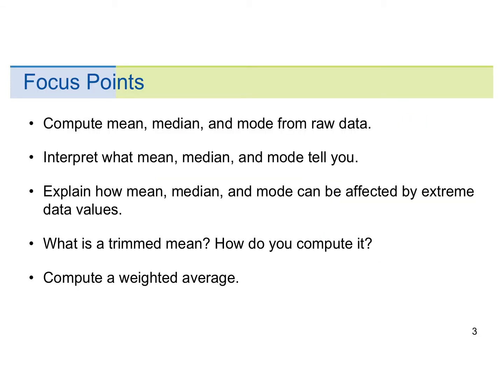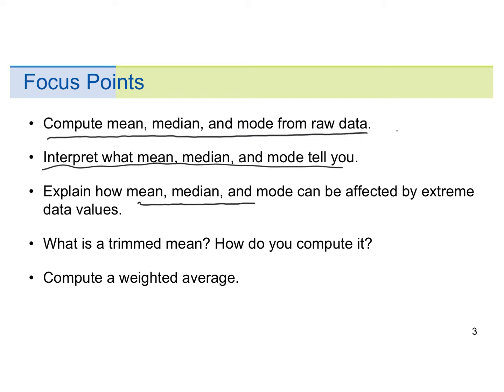Our focuses are going to be: compute the mean, median, and mode from raw data. We're going to interpret what the mean, median, and mode tell you. We're going to explain how the mean, median, and mode can be affected by an extreme data value. We're going to learn what a trimmed mean is and how to compute it. And finally, weighted average.